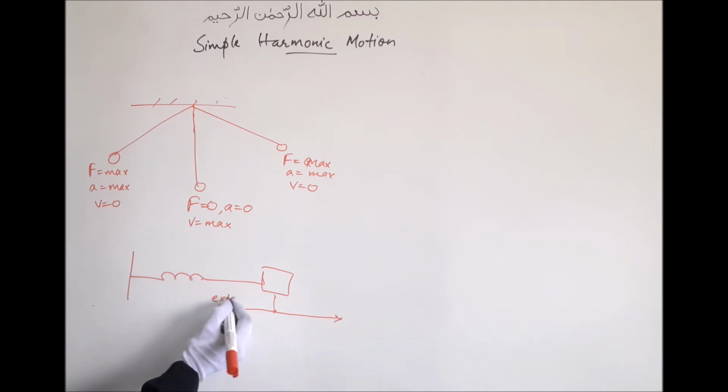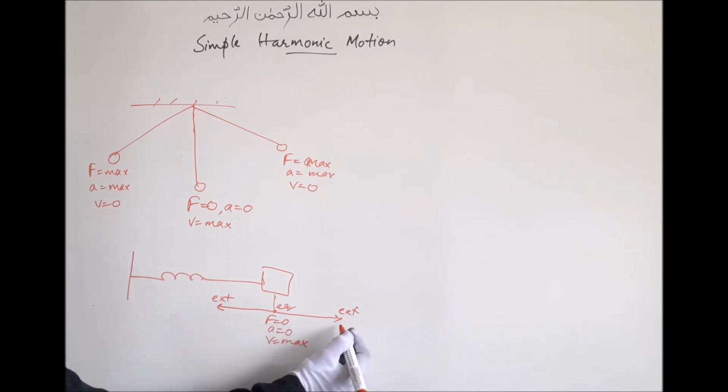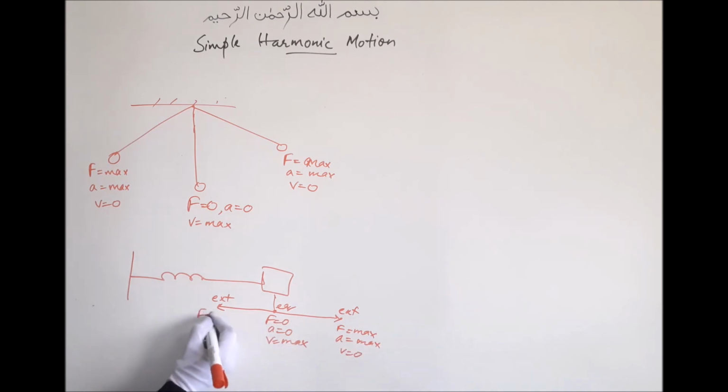This is the extreme position, this is the extreme position, and this is the equilibrium position. So at the equilibrium position, again the force is going to be 0, the acceleration is going to be 0, and the velocity will be maximum. And at the extreme positions, force will be maximum, acceleration will be maximum, velocity will be 0. Here also force will be maximum, acceleration will be maximum, velocity will be 0.